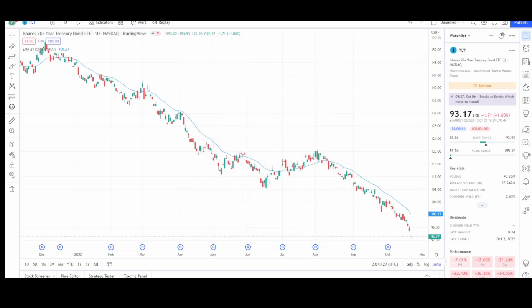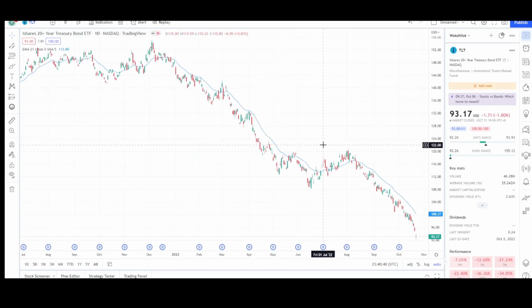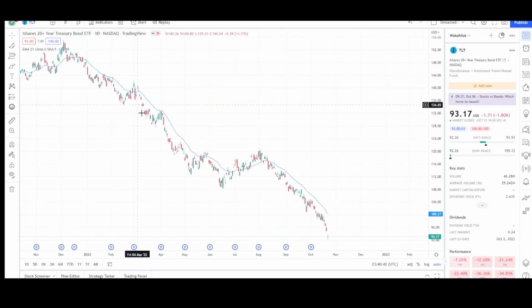I will first cover what I see in the daily chart and finish the video off with the weekly chart. So here we have the daily chart for TLT. It's very obvious that we've been going down for a very long time, and we will probably continue to do so.